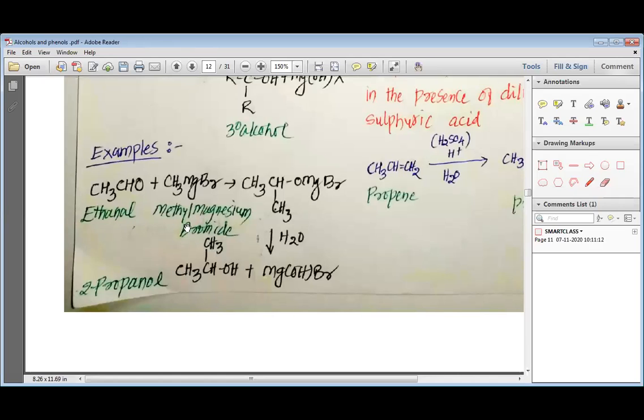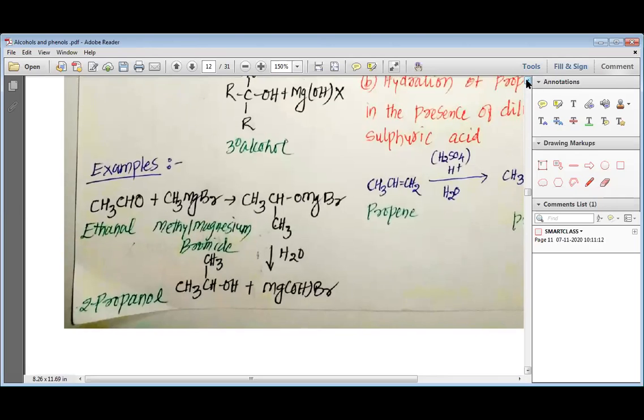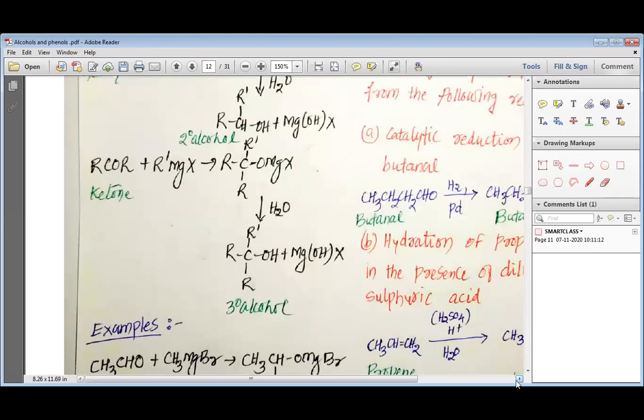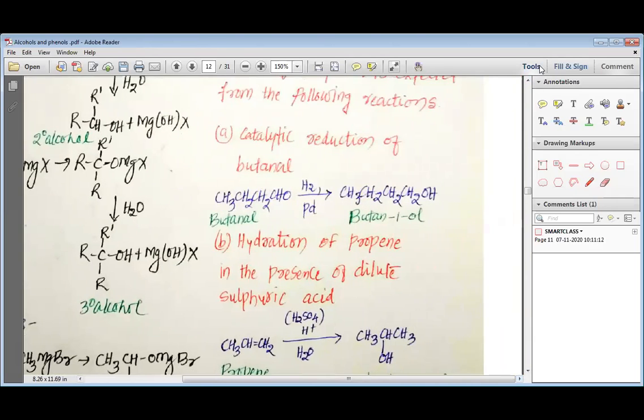Ethanol, methyl magnesium bromide. First we take ethanol, then we allow it to react with the magnesium bromide. In that case, what happens? We get CH3CH(CH3)OMgBr. And when we add water, we get CH3CH(CH3)OH. That is your 2-propanol and MgOHBr. So my dear students, this is a very simple reaction to understand. Let us move forward and understand a few other examples.